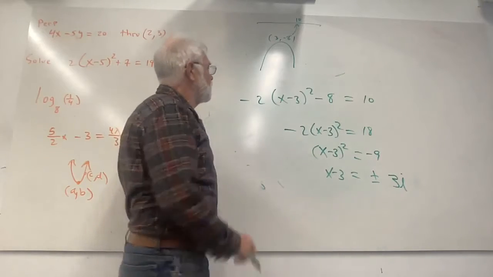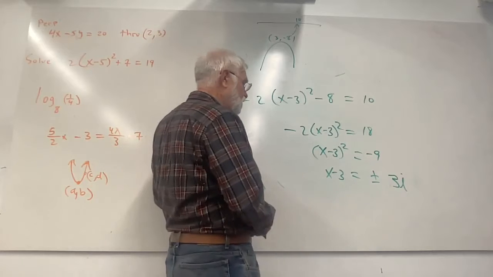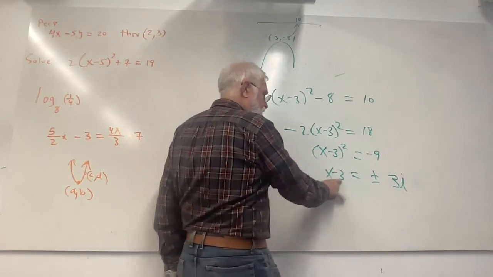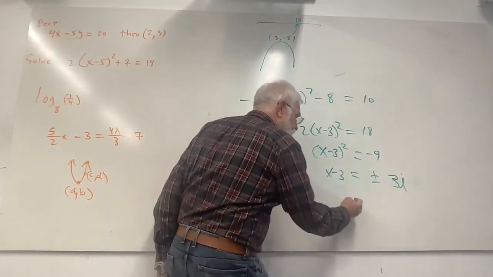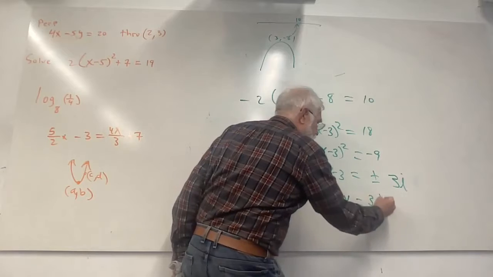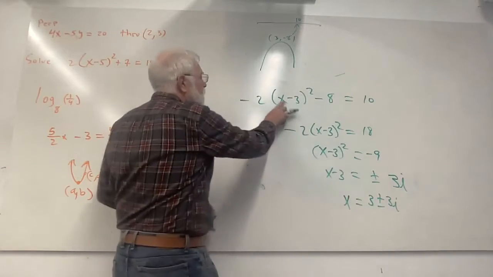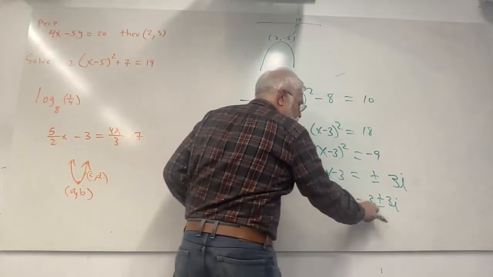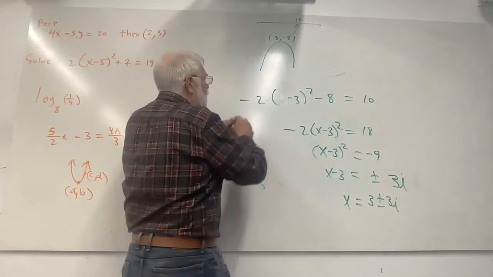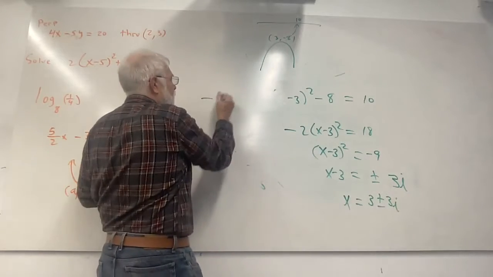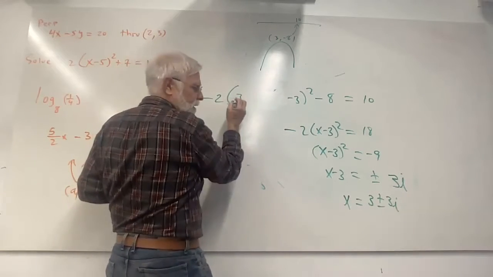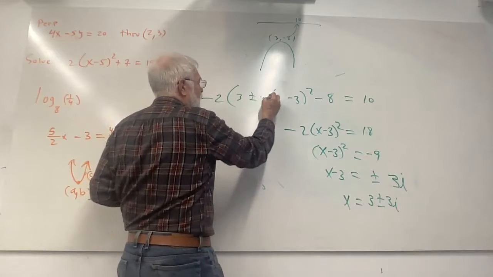There's your answer. So oh, I'm sorry. I forgot to say minus 3 plus 3, right? So x is equal to 3 plus or minus 3i. We're going to check that one out. In place of x, I'm going to write 3 plus or minus 3i. So I got to spread this out a little bit. Minus 2(3 plus or minus 3i).